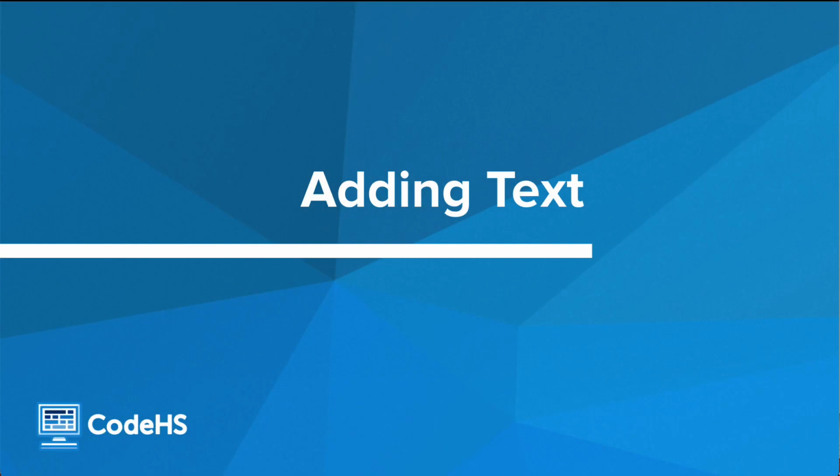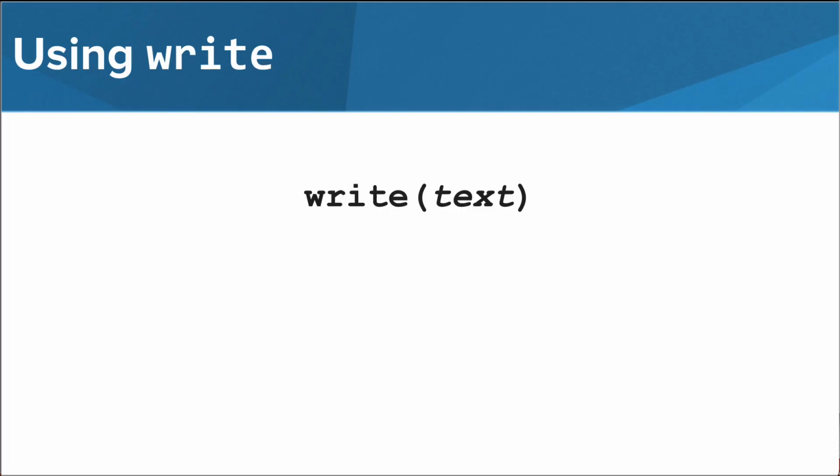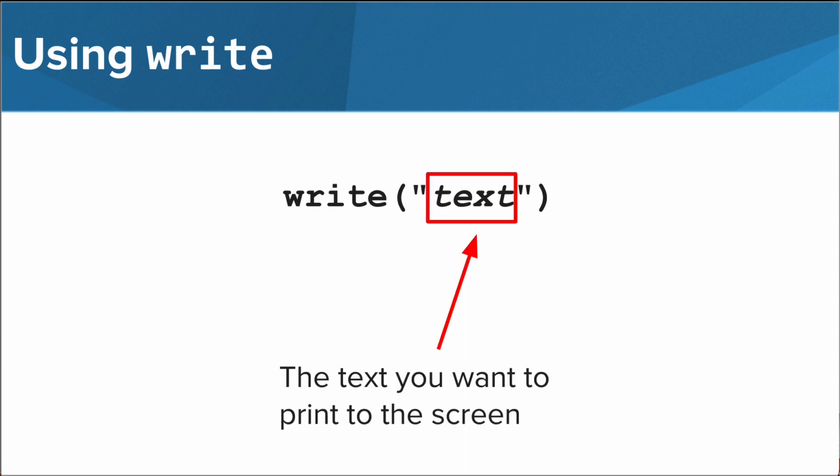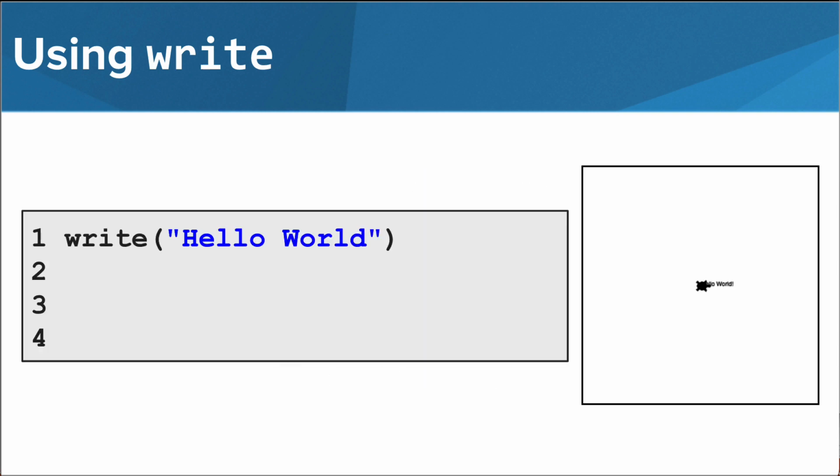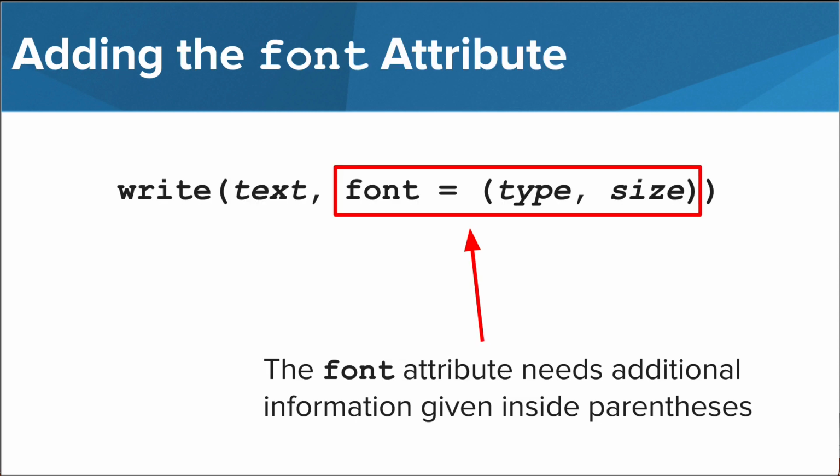Hi, in this video, we're going to learn how we can add text labels to our screen. Let's go. The write function is a new command that allows us to add text labels to the screen. We simply insert the text we want to write inside the parentheses inside quotation marks. So if we called this function with the text "Hello World," we would see that label appear at Tracy's location on the screen. It does look pretty small though, so let's look at a way we can change the size.